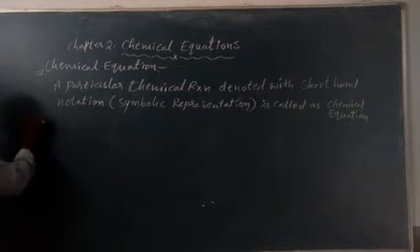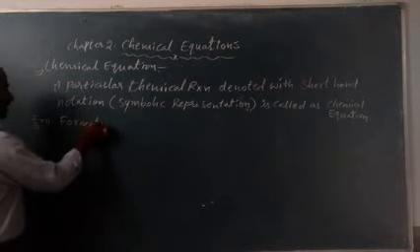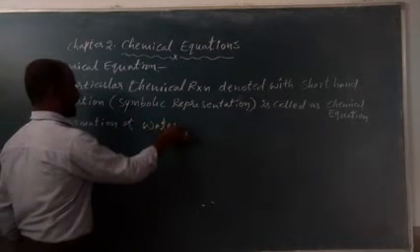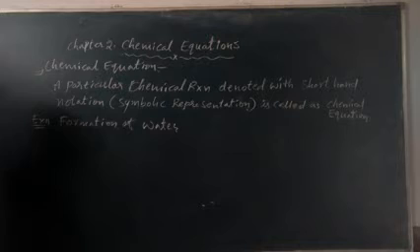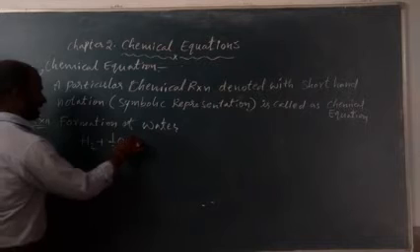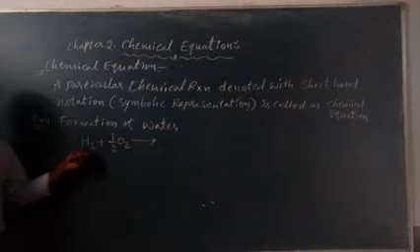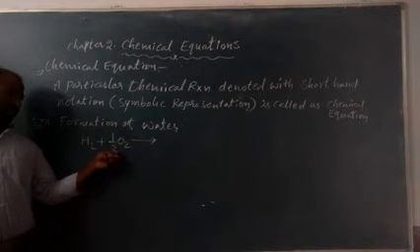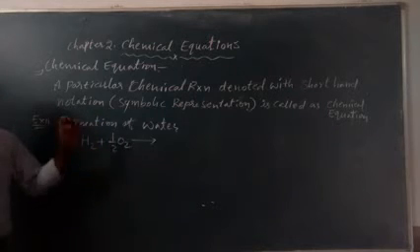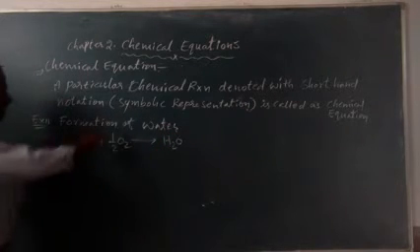For example, what is a chemical reaction? For example, formation of water. Formation of water is a type of chemical reaction. Here, what happened? Hydrogen is reacted with oxygen. 1 mole of hydrogen will react with elementary oxygen, or half mole of oxygen. Then it is going to form what? H2O, water.